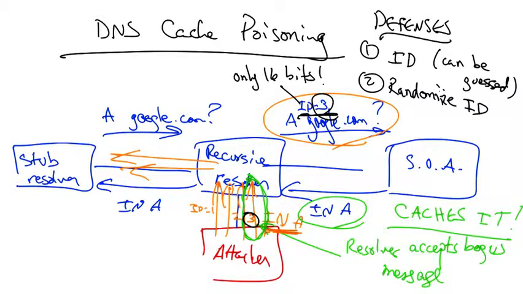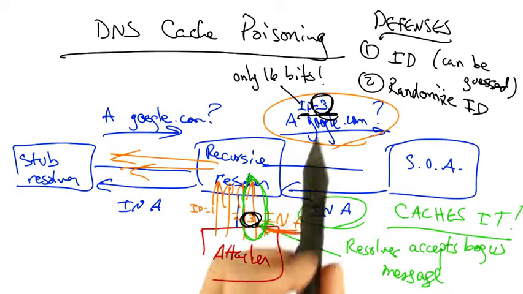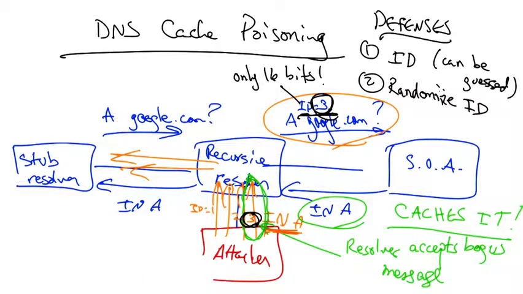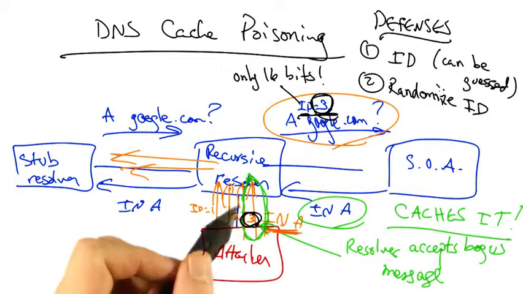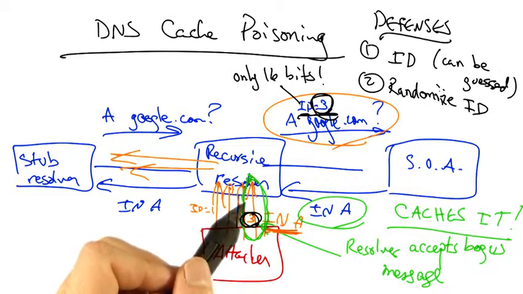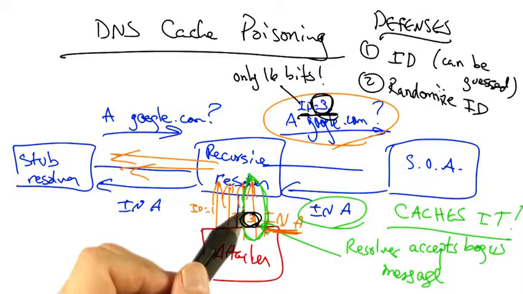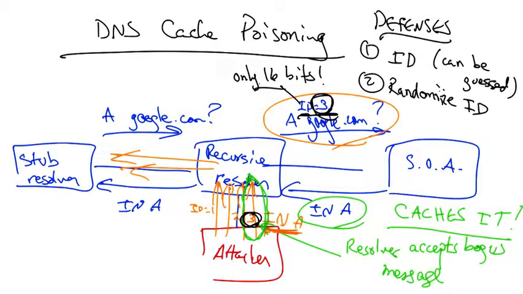Due to the birthday paradox, the success probability for achieving a collision between the query ID of the query and of the response actually only requires sending hundreds of replies, not a complete 32,000. The probability that such an attack will succeed using only a few hundred replies is relatively close to 1. The attacker does not need to send replies with all 2 to the 16th possible IDs.